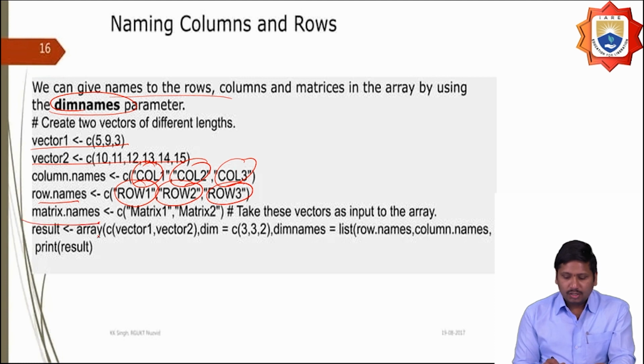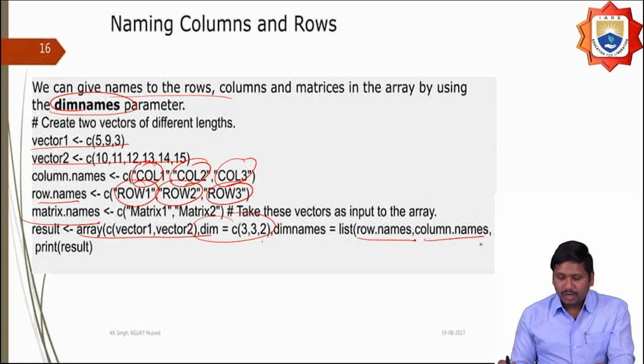The matrix names are c of matrix 1 and matrix 2. These two are the inputs, and the result is array of c(vector 1, vector 2), with dimension of matrix 3, 3, 2. So we can store in these dimensions with a list of row names and column names. Once these two vectors are combined, they are stored in the form of an array with the dimensions of this 3 by 3 matrix.